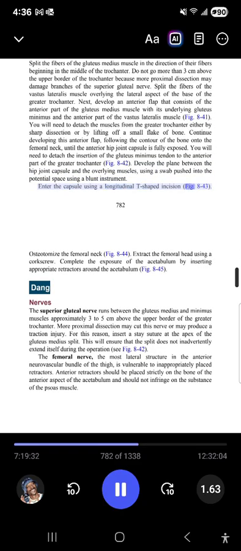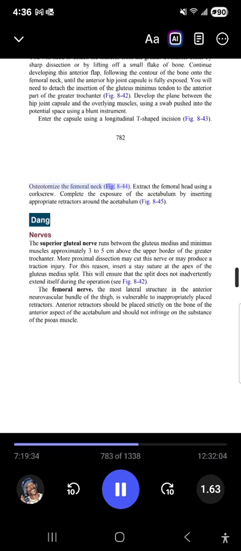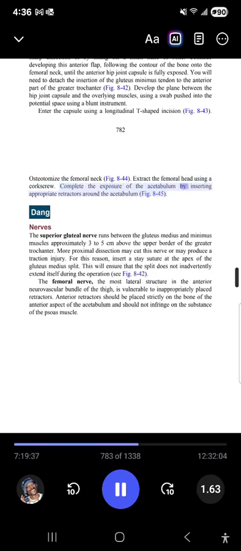Figure 8-43. Osteotomize the femoral neck. Figure 8-44. Extract the femoral head using a corkscrew. Complete the exposure of the acetabulum by inserting appropriate retractors around the acetabulum.